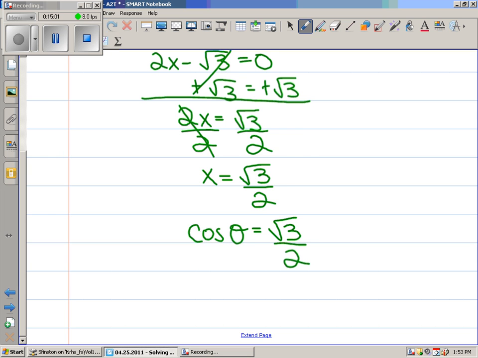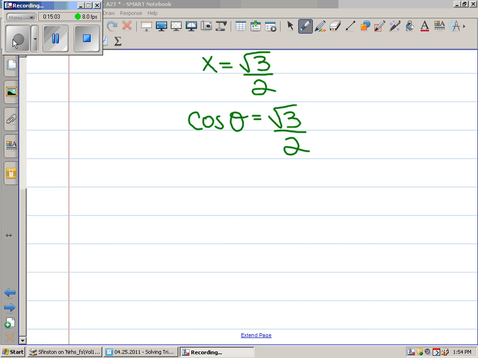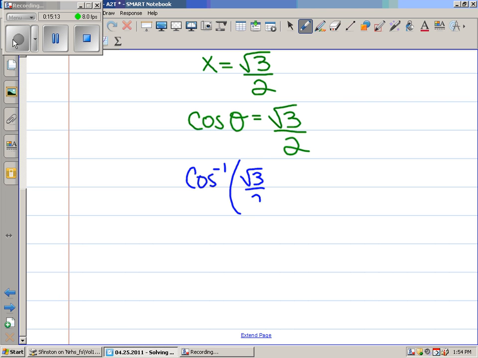So in any event, let's do this. Let's inverse it. Inverse it up. Cos inverse. What's the cos inverse of rad 3 over 2? Woo! 30 degrees.